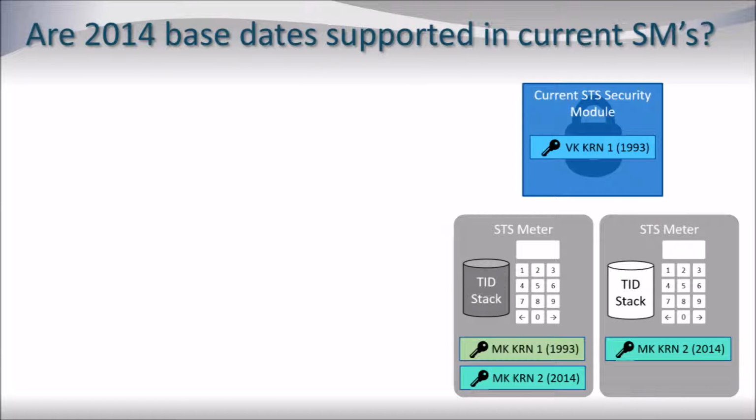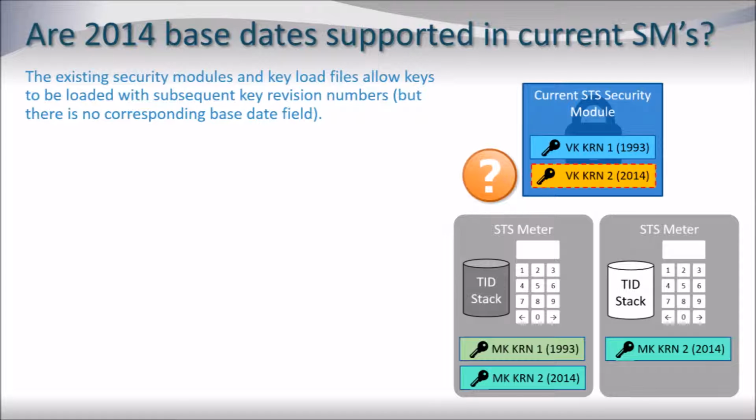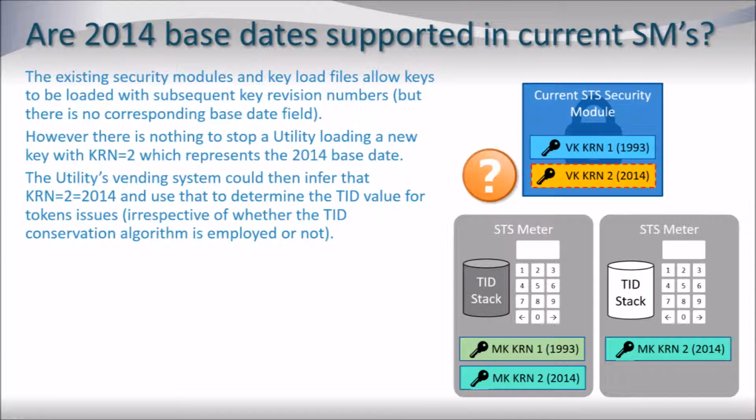So the question then arises, aren't 2014 base dates supported in the current security modules? Well, the existing security modules and key load files allow keys to be loaded with subsequent key revision numbers, but in fact there's no corresponding base date field in the format. There's nothing stopping a utility loading a new key with key revision 2, which represents the 2014 base date. The utility's vending system could then infer that key revision 2 means 2014 and use that to determine the TID value for tokens issued, irrespective of whether the TID conservation algorithm is employed or not.